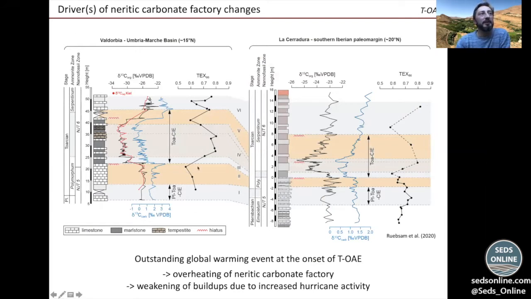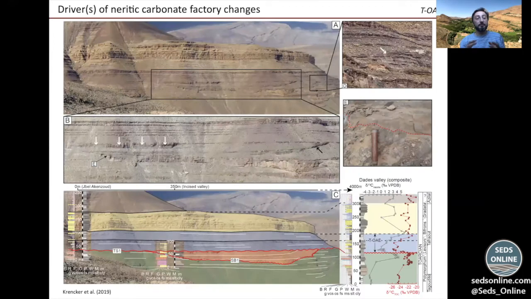First, what we have to know is that this Toarcian OAE is actually characterized by a huge warming event, right? That you can see here with this TEX86 proxy that shows this very big excursion, so that you can relate to a big warming event. So that could have contributed as well. We could have an overheating of the neritic carbonate factory, first of all. Then also the storm intensity could have weakened any buildup, due to increased hurricane activity, or prevented carbonate from accumulating there as well. So that's also possible.